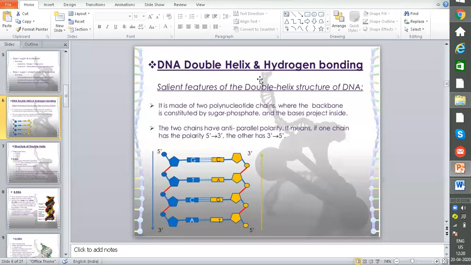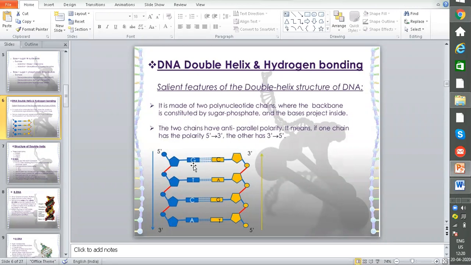So here DNA has a double helix structure, but RNA has only a single helix structure. It doesn't have any double helix, but the DNA has a double helix structure. So this is the double helix structure. This is one helical strand and one helical strand. Here these two are complementary to each other.